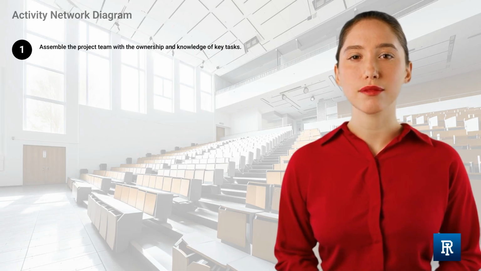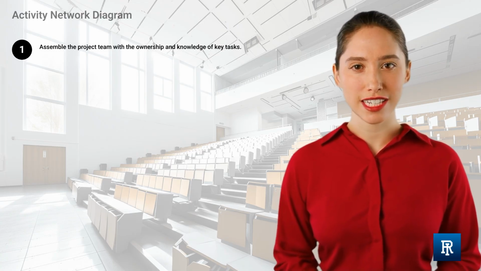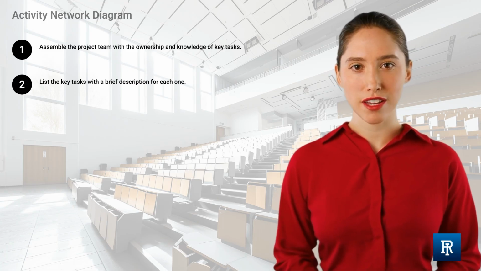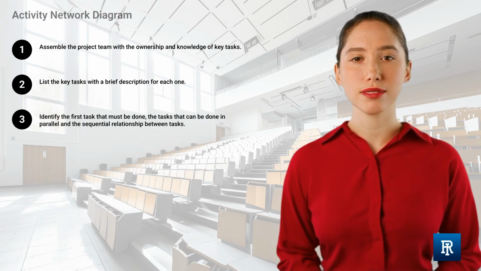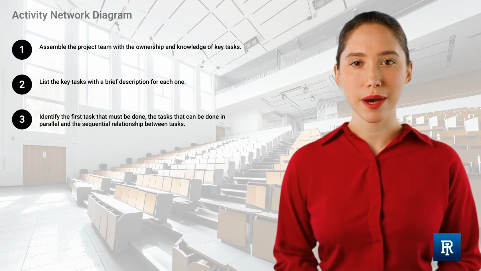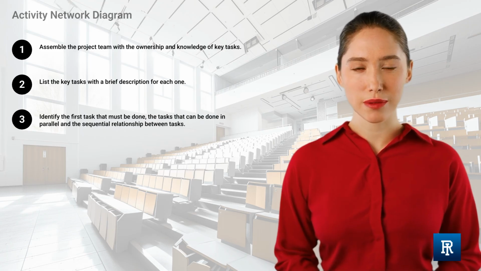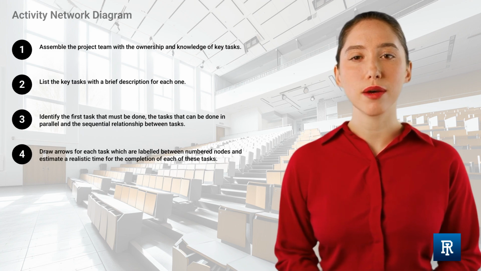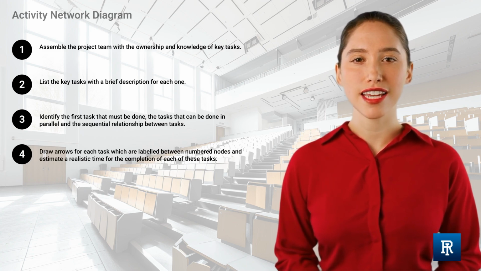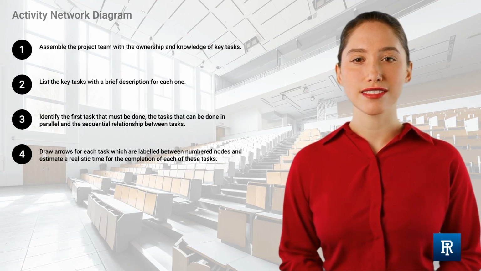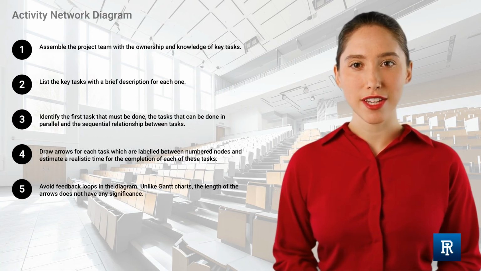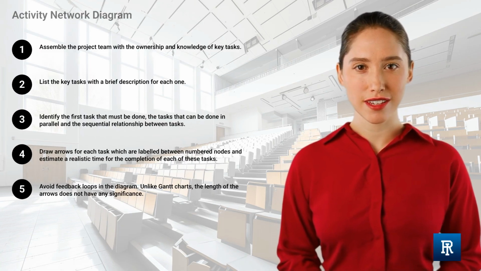Assemble the project team with the ownership and knowledge of key tasks. List the key tasks with a brief description for each one. Identify the first task that must be done, the tasks that can be done in parallel, and the sequential relationship between tasks. Draw arrows for each task, which are labeled between numbered nodes, and estimate a realistic time for the completion of each of these tasks. Avoid feedback loops in the diagram. Unlike Gantt charts, the length of the arrows does not have any significance.